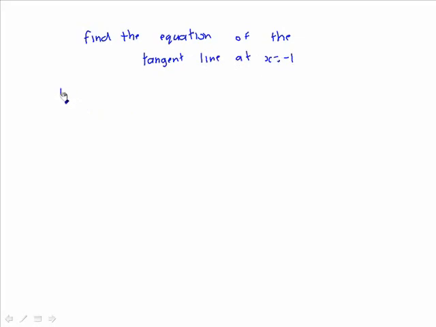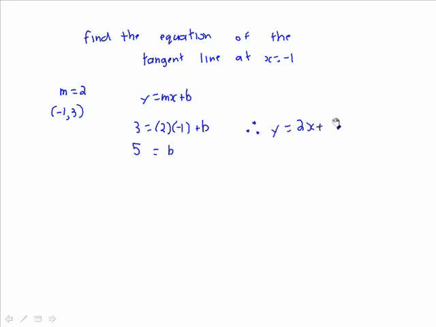We know, according to our calculation, that m is equal to 2, and we know it's passing through the point negative 1, 3. So if you used y is equal to mx plus b, you should be able to work it out. y is 3, m is 2, x is negative 1, and then b. So b is equal to 5. So the equation, therefore, is y is equal to 2x plus 5.